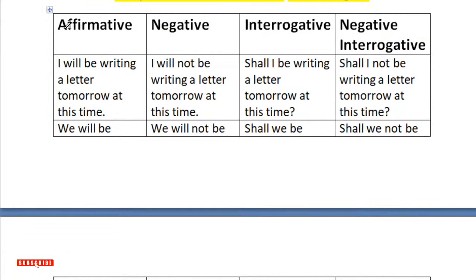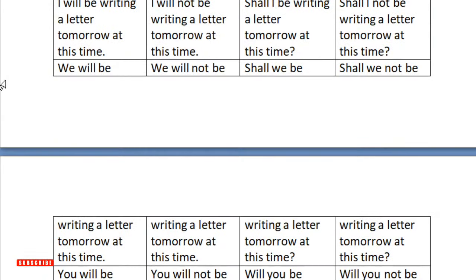Now see examples. In examples, first affirmative sentences, then negative sentences, then we have interrogative sentences, and then negative interrogative sentences. So first example is I will be writing a letter tomorrow this time. I will not be writing a letter tomorrow this time. I shall be writing a letter tomorrow at this time. Shall I not be writing a letter? So these are the examples. You can see other examples are also there.